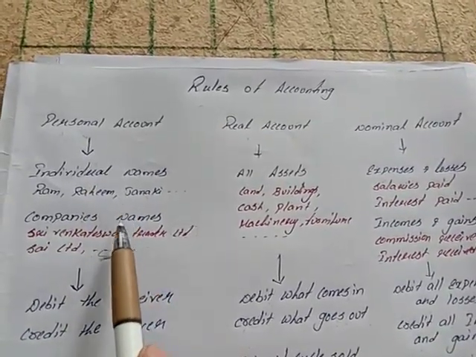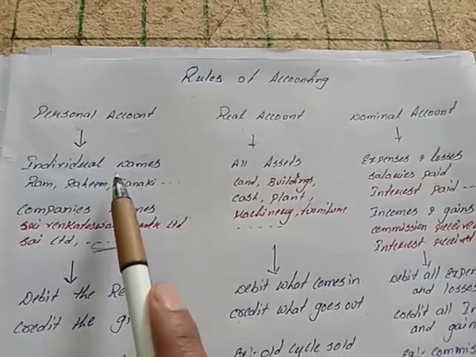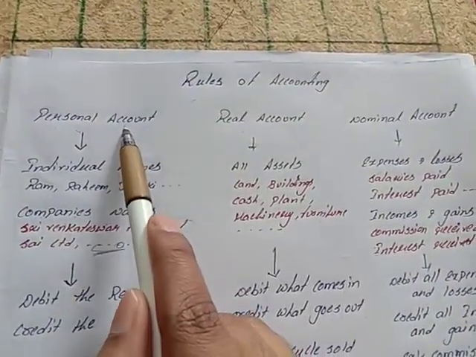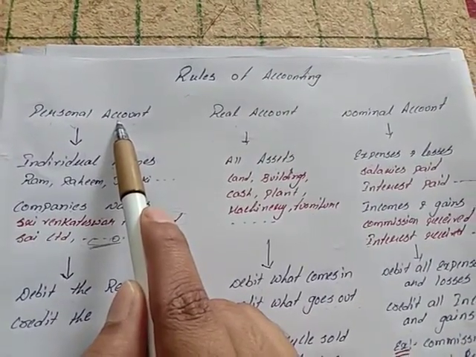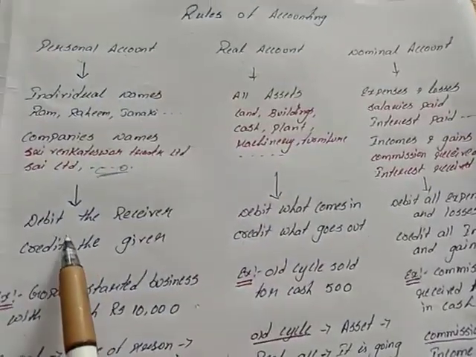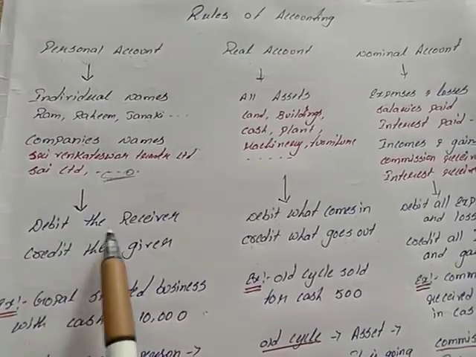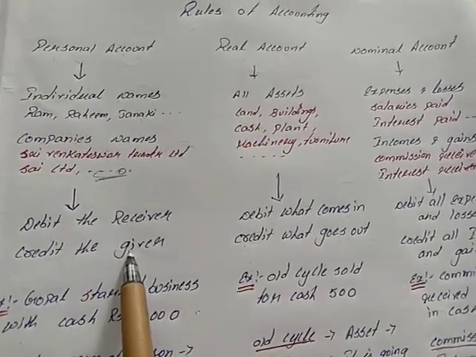So individual names and company names, whenever the name comes, either individual or company name, it comes under the personal account. And the rule of personal account is debit the receiver, credit the giver. So the rule is debit the receiver, credit the giver.